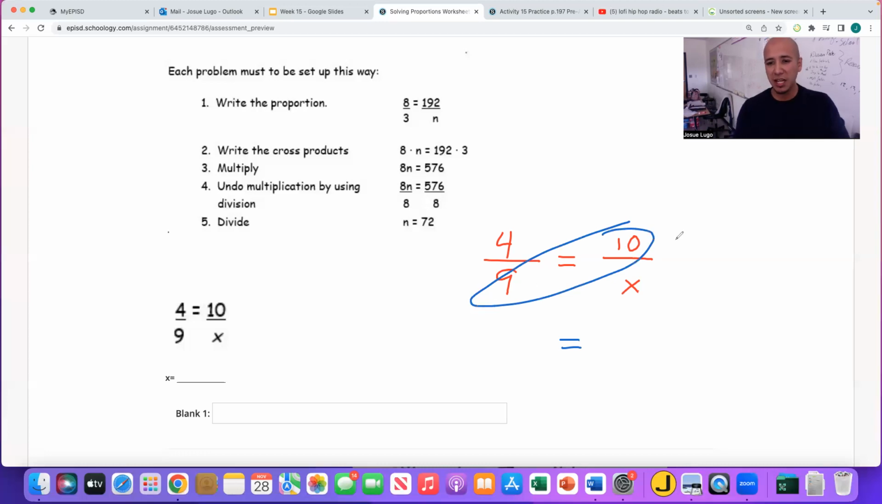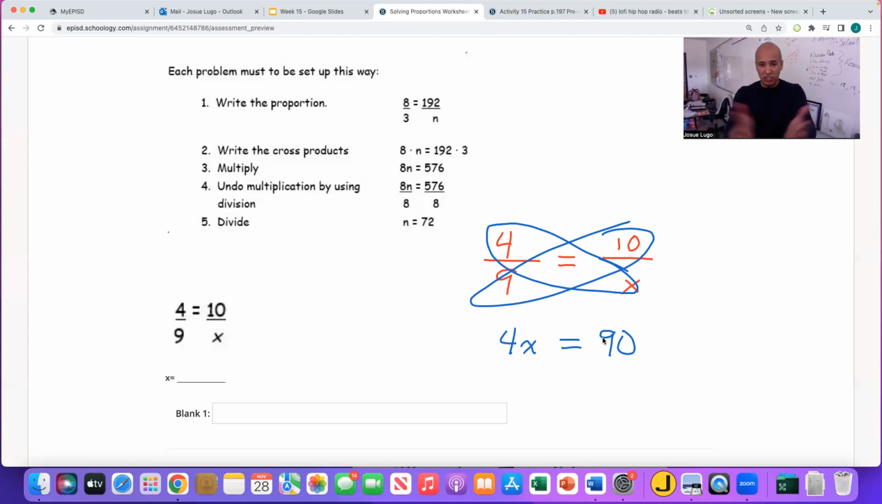So 9 times 10 is 90. So I'm just going to write 90. And on this side, I have 4 times x, which is simply 4x. So notice, ladies and gentlemen, that I made an equation, and on one side I have one of the cross products, and on the other I have the other. Once I do that, it becomes very simple because I simply have to solve the equation.